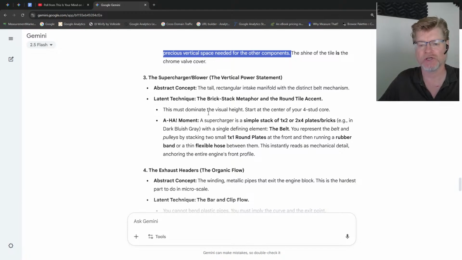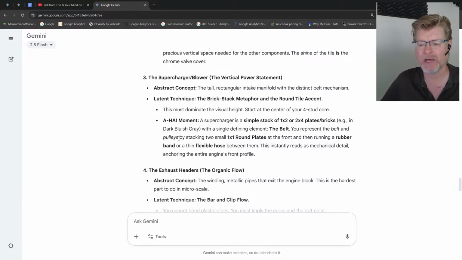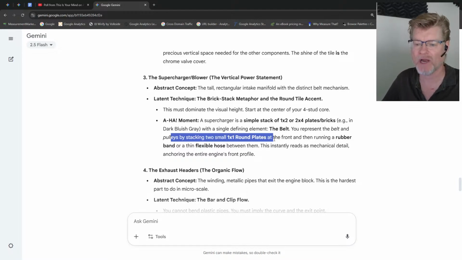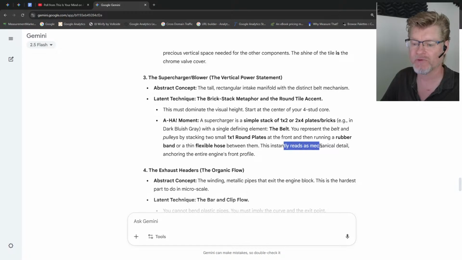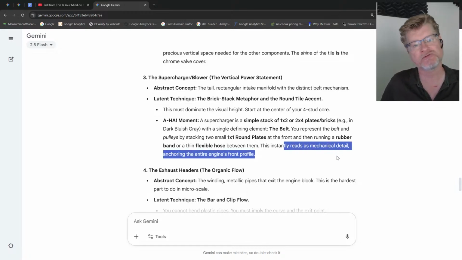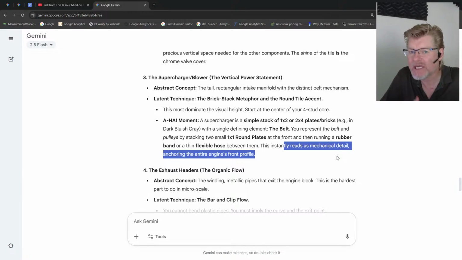The supercharger, here's how we do it. The aha moment: a simple stack of 1x2 plates or bricks. The belt: represent the belt and pulleys by stacking 2 small round plates at the front and then running a rubber band or thin flexible hose between them. Instantly reads as mechanical detail, anchoring the entire engine's front profile. Again, as a builder of Lego, my guess is you are probably experiencing something going, oh my God, I know what that is. I can see that happening. Because you build Lego, you have the experience already to do it.